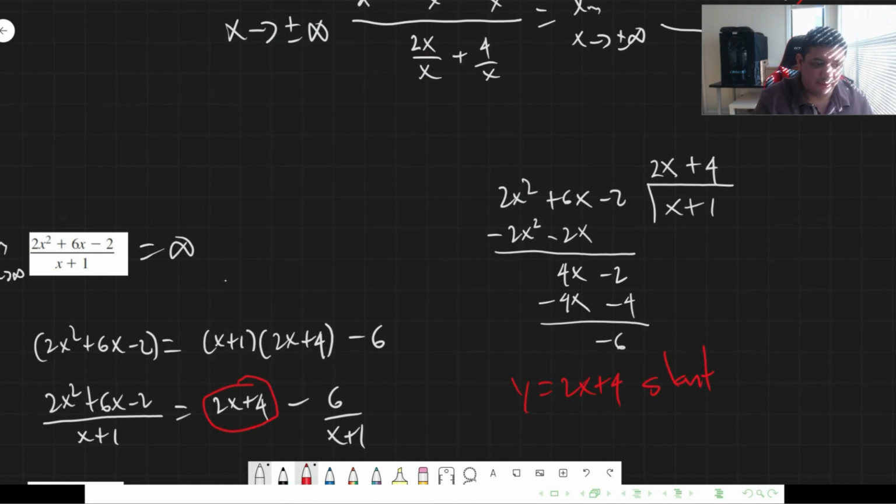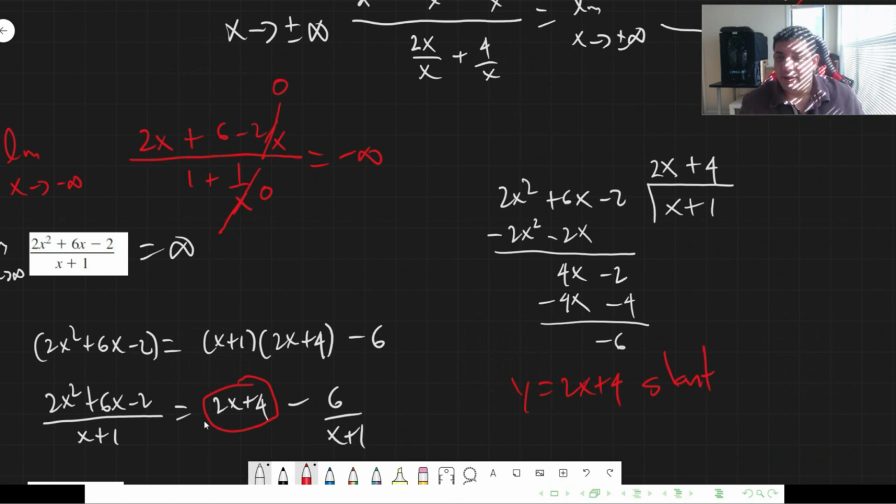So at infinity, it was infinity. But if you calculate the limit when x goes to minus infinity, notice that we can factor out the biggest part of the denominator, and that's going to give me 2x plus 6 minus 2 over x, over 1 plus 1 over x. And so this goes to 0, this goes to 0, but this goes to minus infinity, and this is going to get absorbed. So this goes to minus infinity. Okay. So that's pretty much an example of every single one of the possibilities that can happen in limits at infinity.